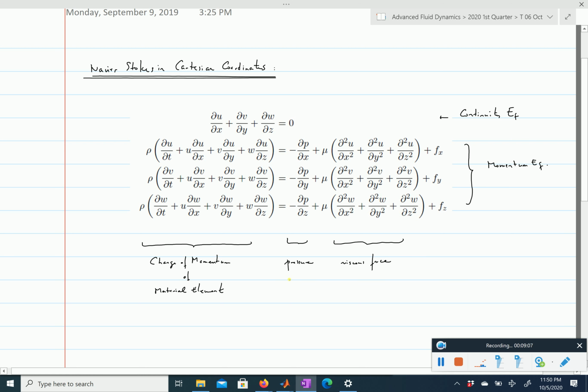Those 2 terms together represent the surface forces, the integral on the control surface of the surface forces on a small material element. And finally, this last term here represents the body forces, so that would represent the volume integral on a differential control volume of the body forces.